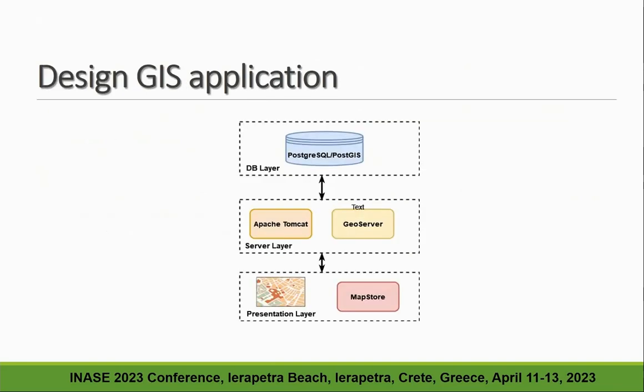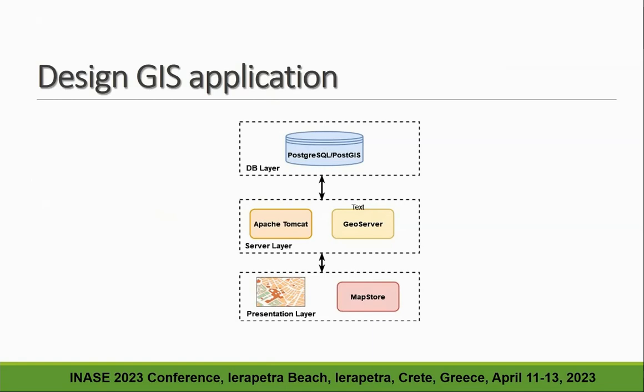In order to visualize all this database, open source software products are used, and a web GIS application is designed. This slide shows the architecture of the designed web GIS application. As you see, three main layers have been implemented: database layer, server layer, and presentation layer.